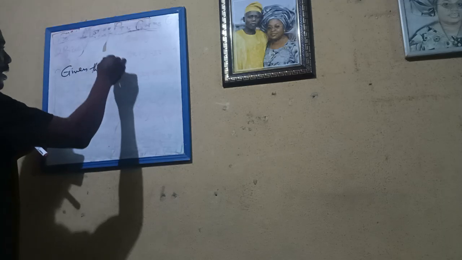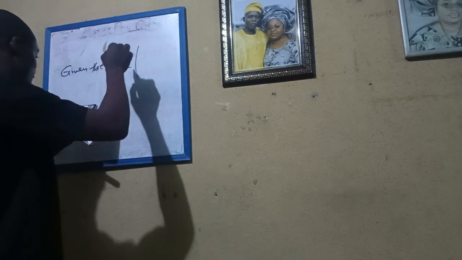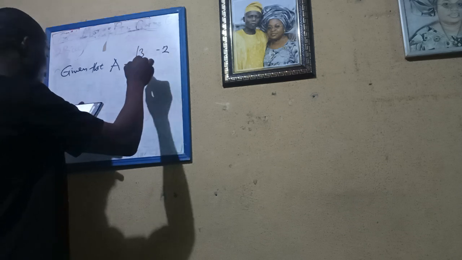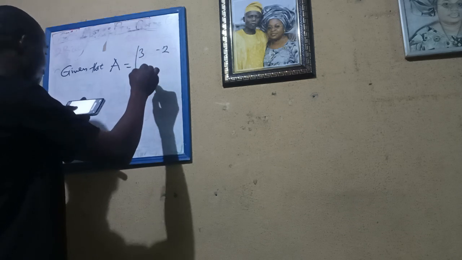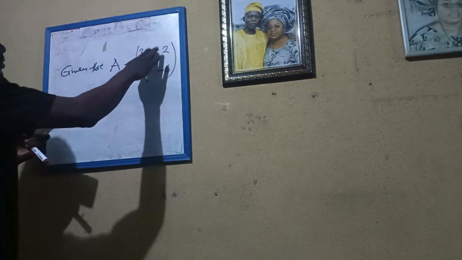Find, look at it, say given that is a condition. Whenever you hear "given that" in mathematics, that's a condition. Say given that a matrix A, now how do I know I need a matrix? Because of the symbol. 3, minus 2, 5 and minus 6. Yeah, that's the matrix. 3 minus 2, 5 and minus 6 has been given.